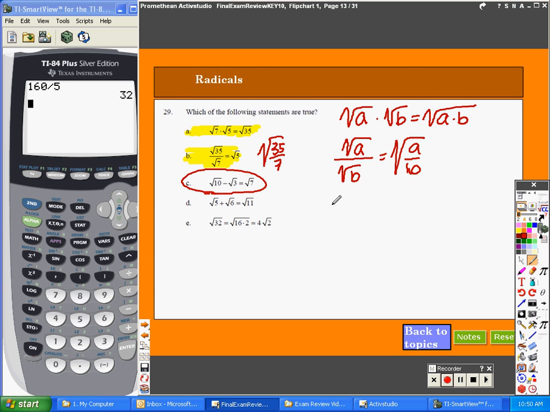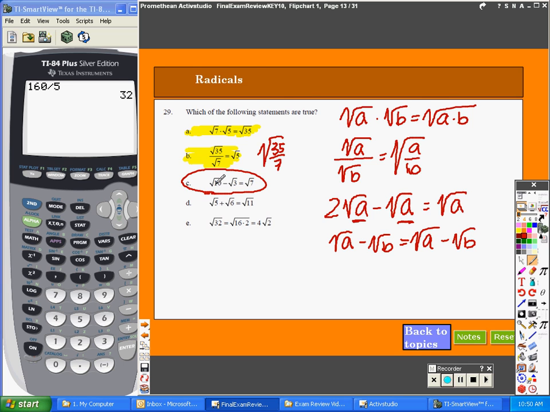All right, for C, we learned that you can only add and subtract radicals that have the same radical part. You can do 2 radical A minus radical A and get yourself 1 radical A. But you cannot do this if the radicand, the number under the radical, is different. Radical A minus radical B is as simple as you can get it. Equals radical A minus radical B. So we cannot subtract root 10 and root 3. So this is wrong. It's not true.